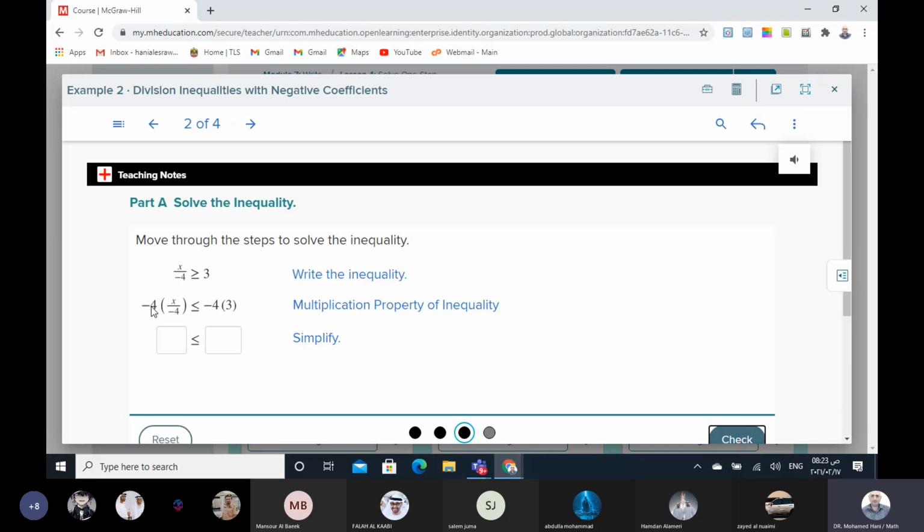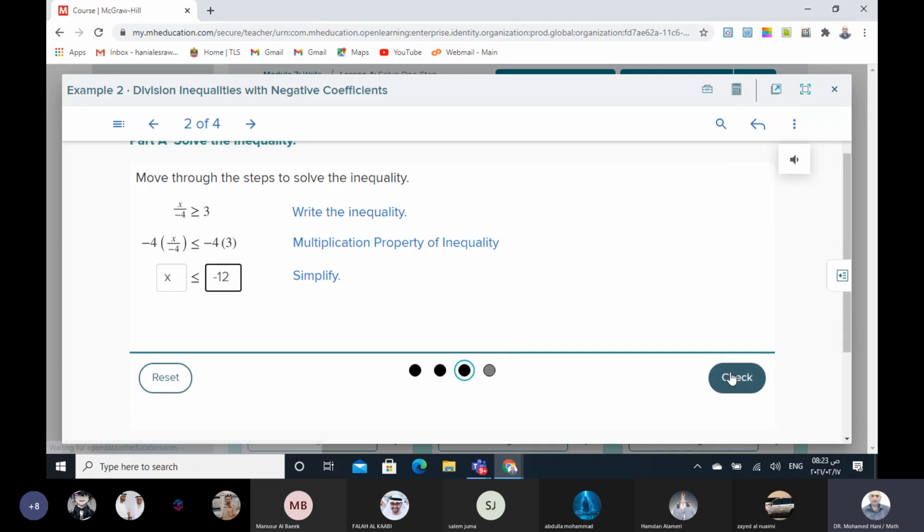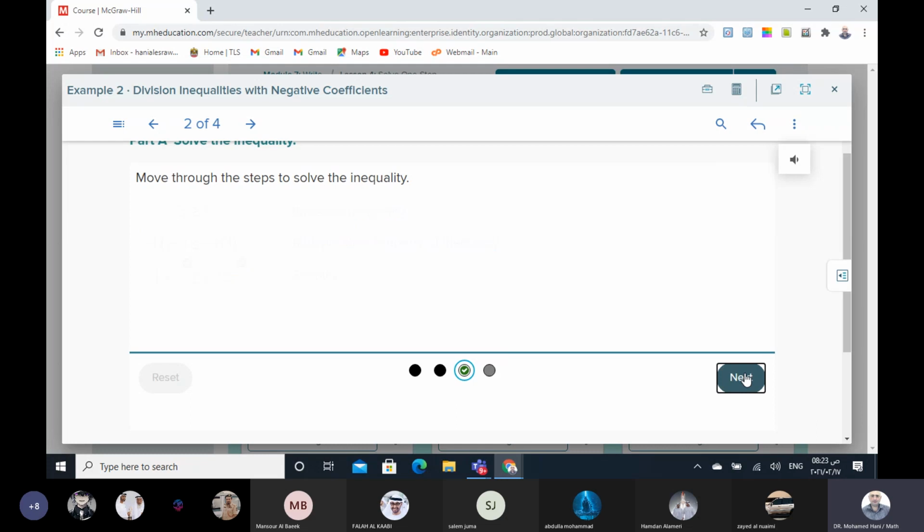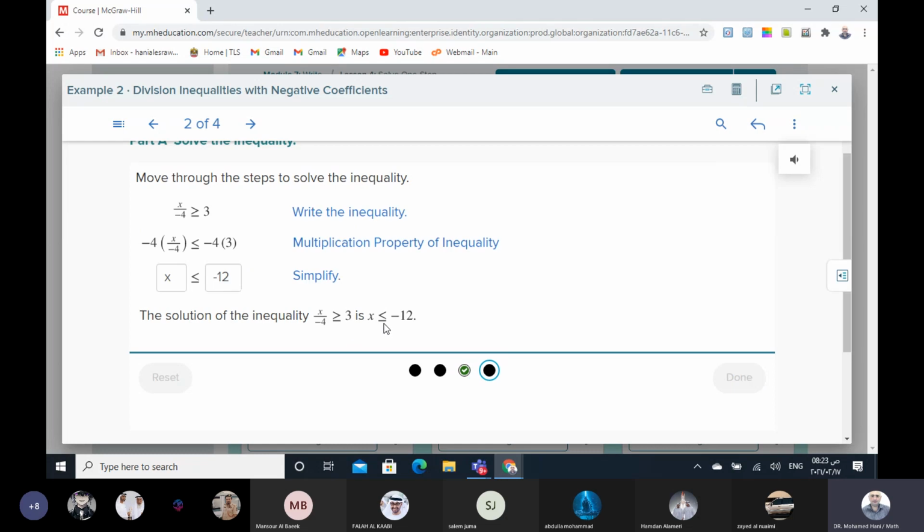Now, we have minus 4 up and minus 4 down. Minus 4 divided by minus 4 will be 1x, means x. And here minus 4 times 3 will be minus 12. So the inequality now is x less than or equal to minus 12.